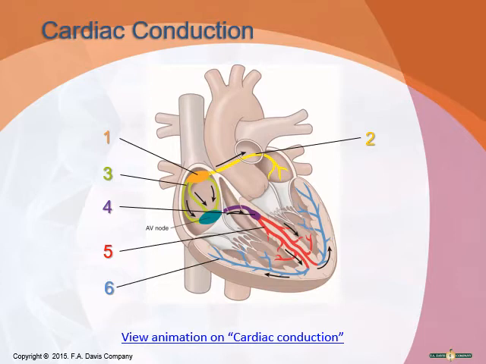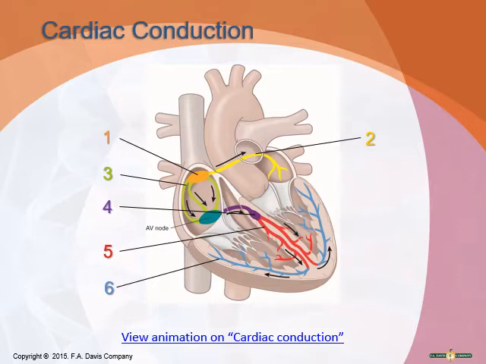Step 3. The impulse also travels along 3 bundles to the atrioventricular node, or AV node, which is another set of pacemaker cells that are located at the lower end of the right atria. When the impulse enters the AV node, it slows down considerably to allow the atria to contract and the ventricles to fill.